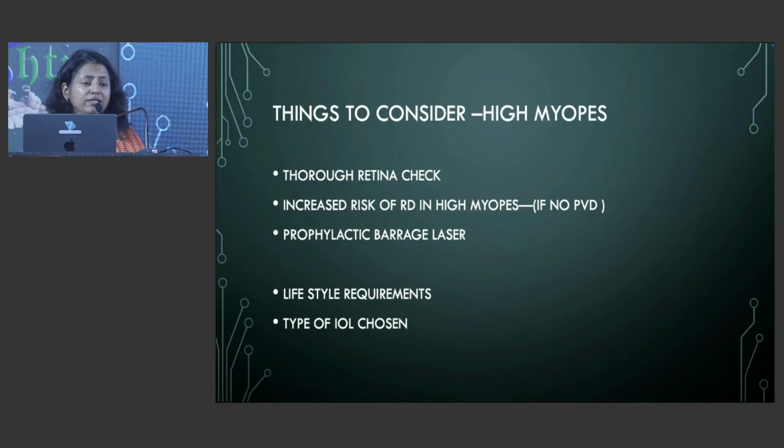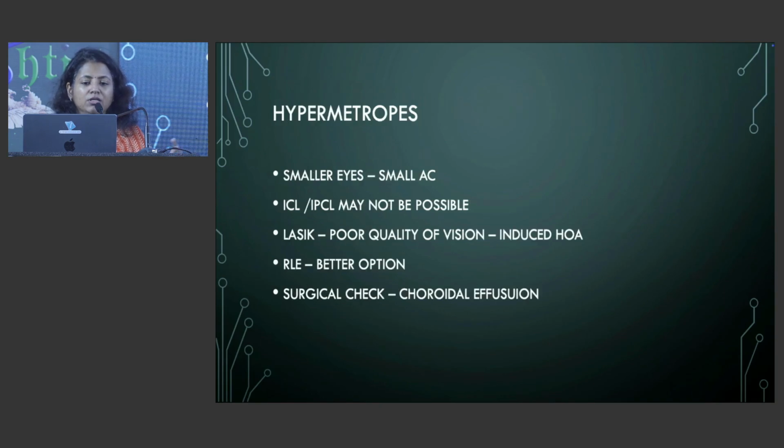Now, coming to really very high myopes, the things that we need to keep in mind is that we need to get the retina thoroughly checked, because if the PVD has not already occurred, then there is an increased risk of retinal detachment in these patients, and in a clear lens young patient, a risk of RD can be quite disheartening. So a prophylactic barrage laser may be required if there are minor changes in the periphery. And the type of IOL will again depend on the lifestyle requirements of the patient.